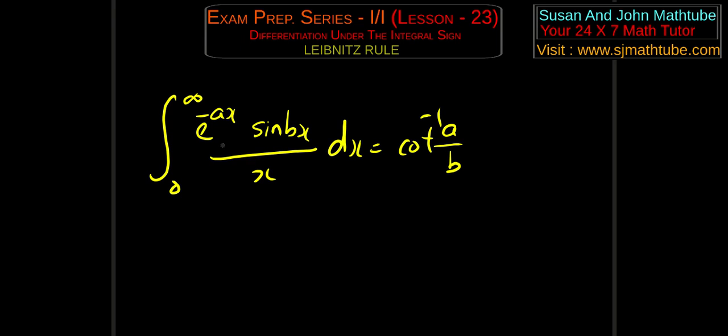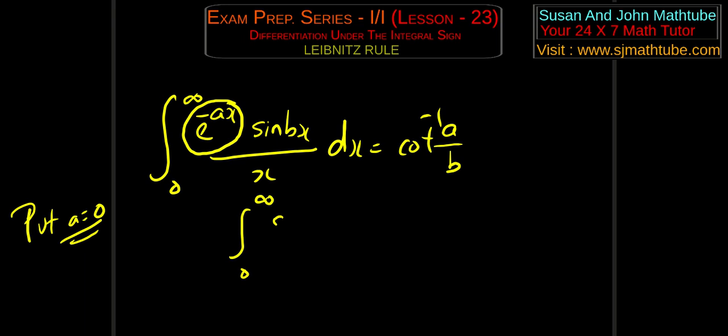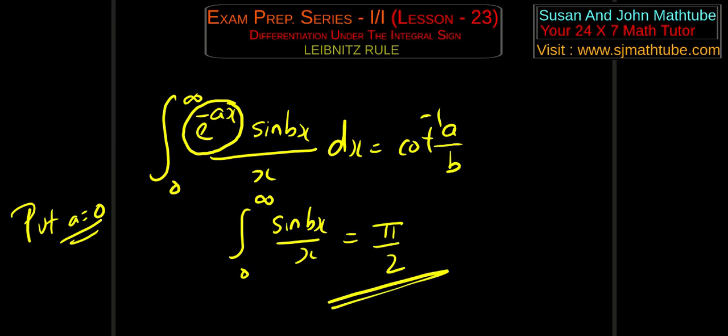Now what to do? Okay, now we are going to avoid this so that I will get I. So the trick is very easy. I put a equal to 0. And when I put a equal to 0, this will become 1. So I get the integral of sin bx by x is equal to cot inverse 0. Cot inverse 0 is pi by 2, by the way, and that's it.